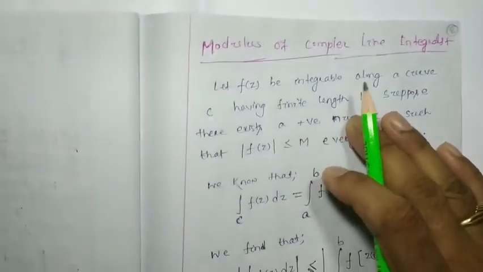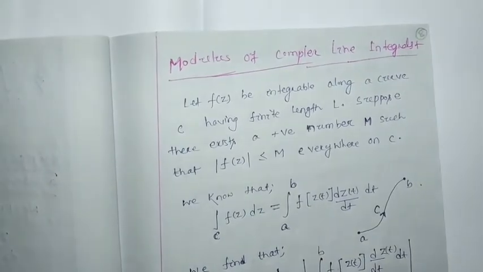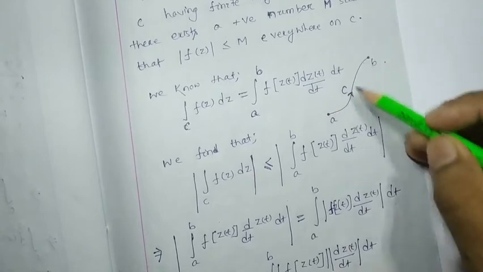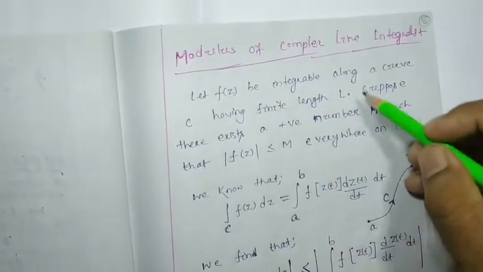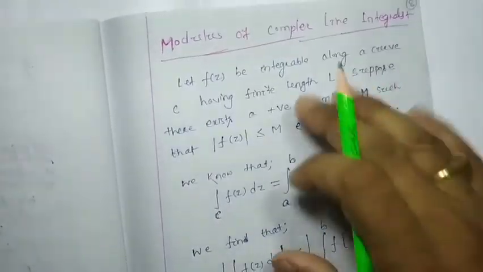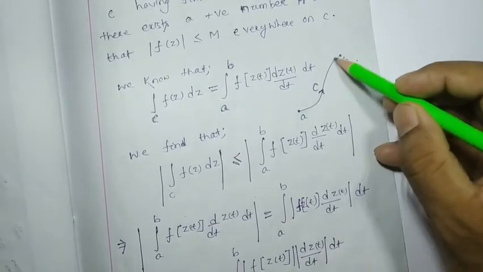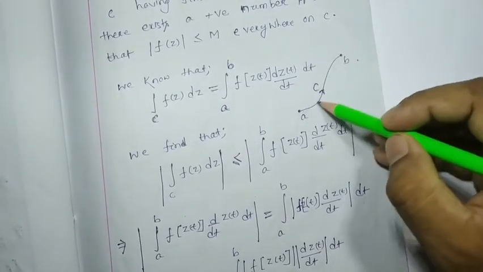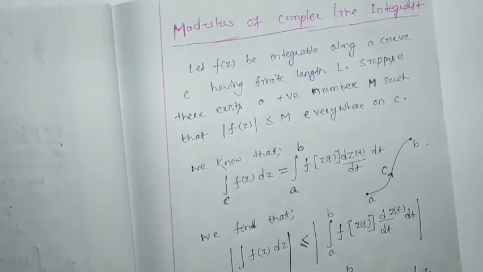Okay. Next we have to go for the modulus of complex line integrals. That means for the line integral, we have to find out the maximum value of the line integral. It is one type of theorem. You just watch it. What will be the modulus value? That means if we consider the line integral from a to b through this contour, what will be the maximum value?